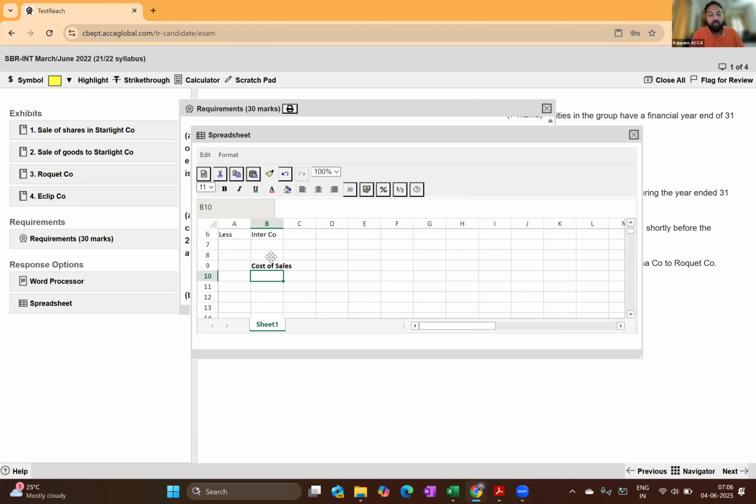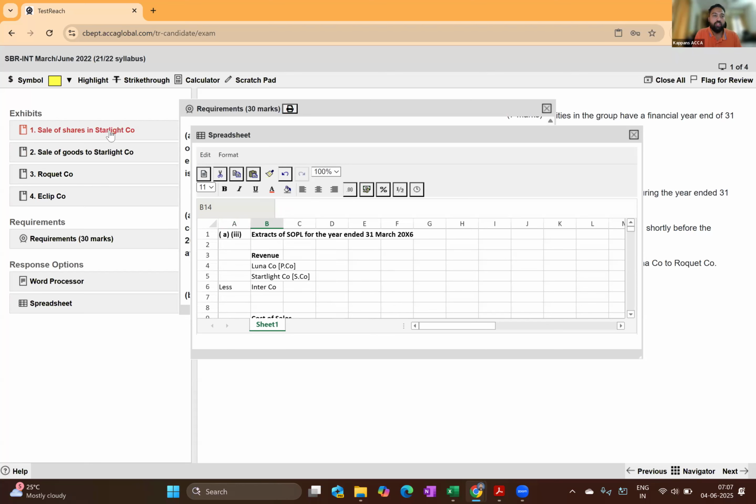And similarly, in cost of sales, we will normally include 4 items. You might have already learned this in the financial reporting paper. We have parent company cost of sales, that is Luna Company cost of sales, subsidiary company cost of sales, that is Starlight Company, and less intercompany purchase. Intercompany sales will be deducted from revenue and intercompany purchase will be deducted from cost of sales. And we have one more item, add unrealized profit on closing inventory. Then you will get cost of sales.